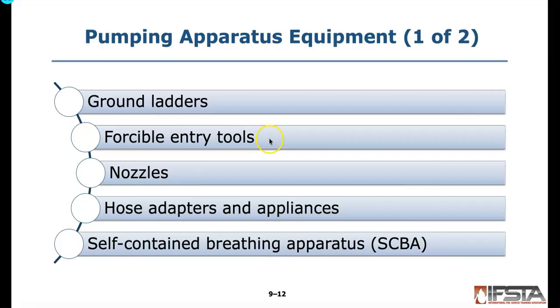Some of the equipment that we carry: ground ladders, a small complement of ground ladders, usually one ladder that's 20 or 24 foot, an extension ladder, and then also a straight ladder, which would be a roof ladder, and then an attic ladder. So those are the three main ones that you'll find on a pumper. We carry forcible entry tools, nozzles, hose adapters, and appliances, and then everybody has an SCBA as well.